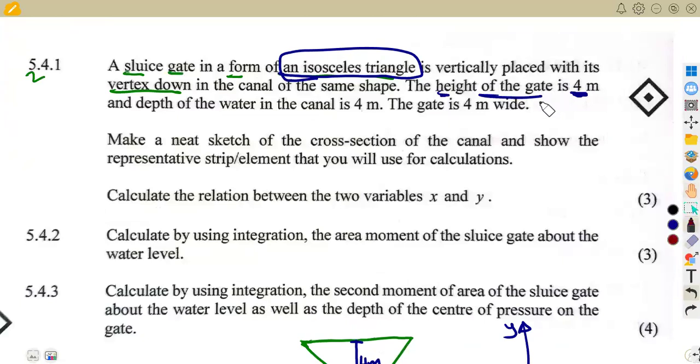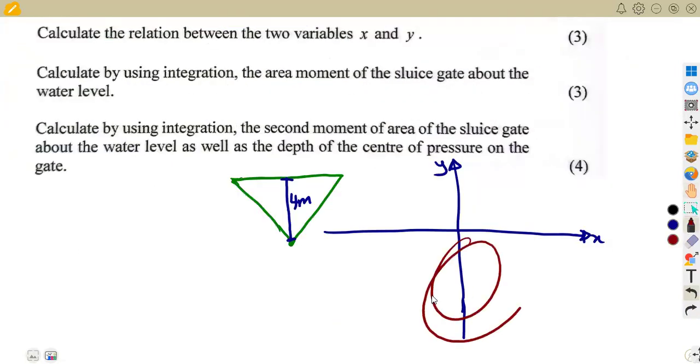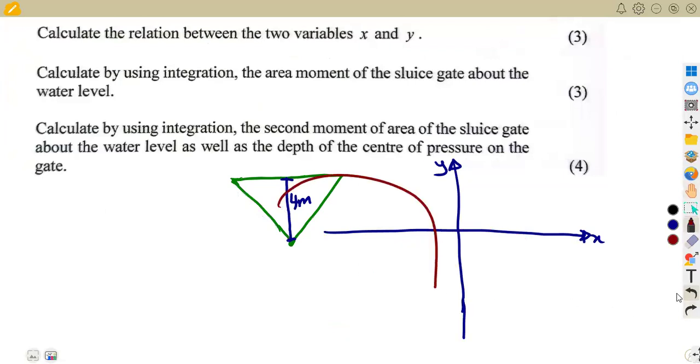Take note. Then, the depth of water in the canal. This is our canal. You are going to place this into the canal, and the height of the canal, which is the depth, as we are starting from 0 going down, you are limited only up to -4. It cannot go beyond that. That is our canal.